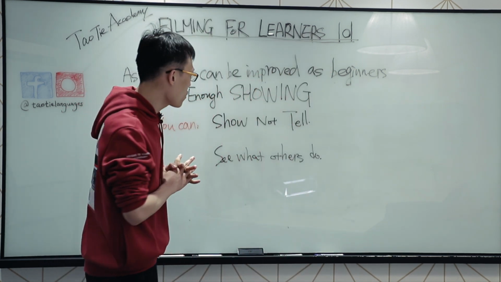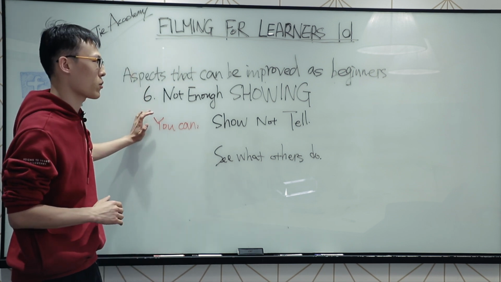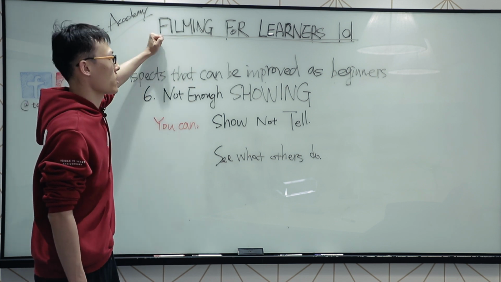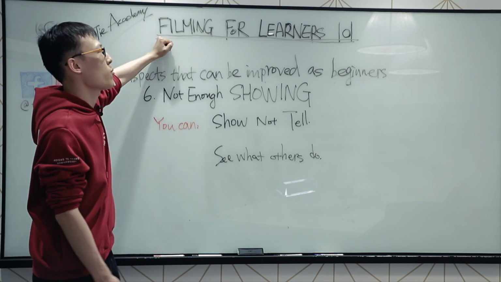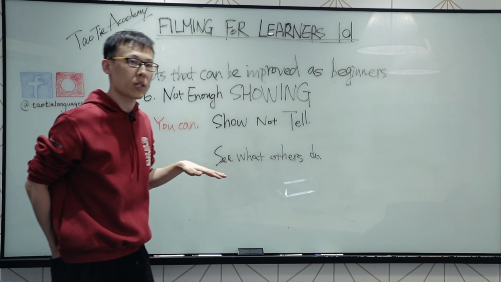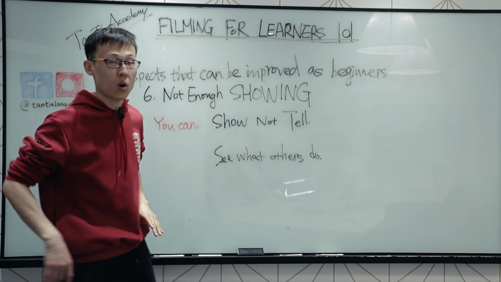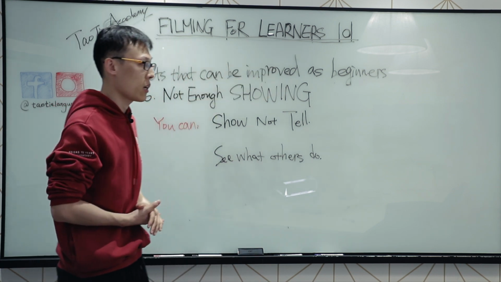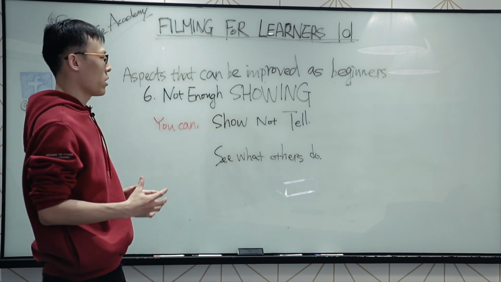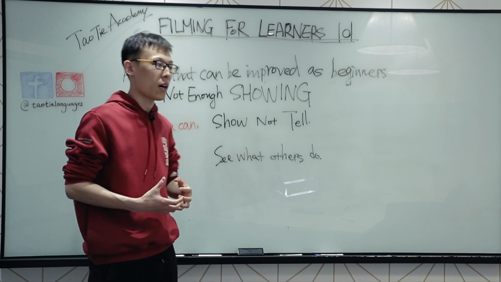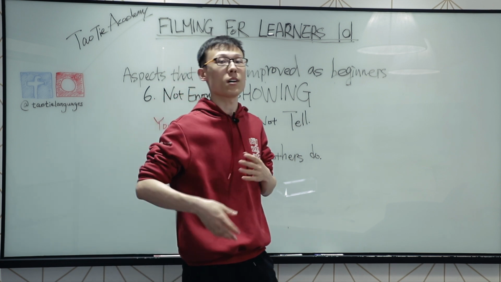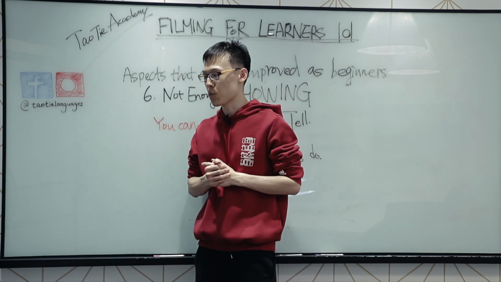Okay, so finally to the sixth point and the final point, which is really important and really signifies why I'm telling you guys how to film for beginners or film for language learners instead of filming for a general audience. So you're filming for learners who are not so good at your language. Not enough showing. So you will really need to show what you're telling, show what you're using, show what you're saying. Let me use two examples to illustrate or to show you guys how to show, not tell.